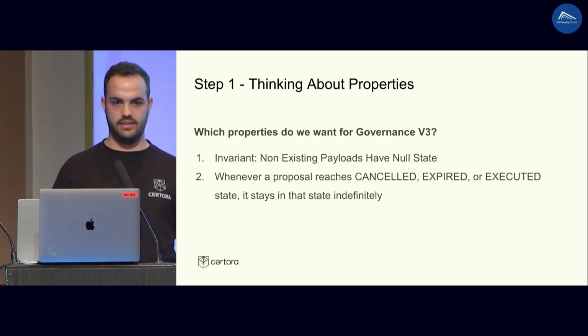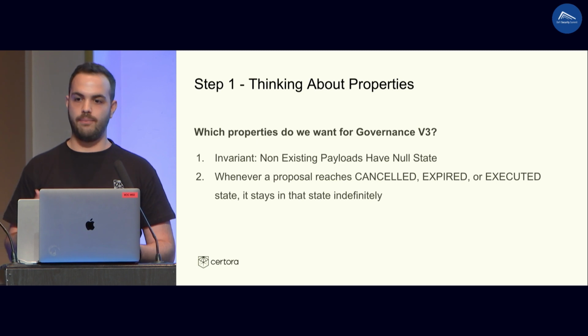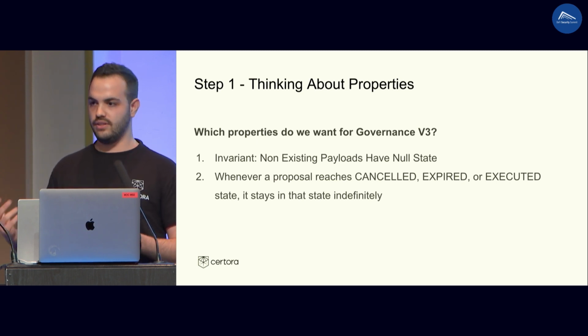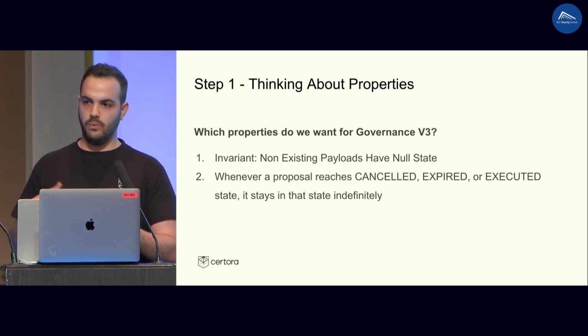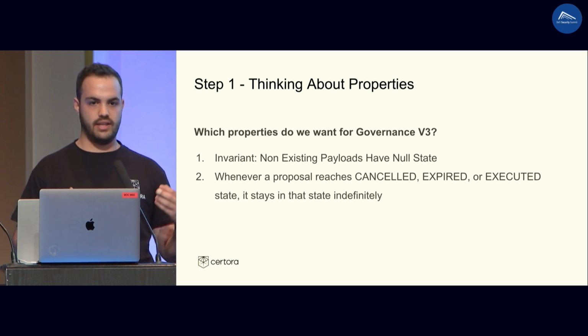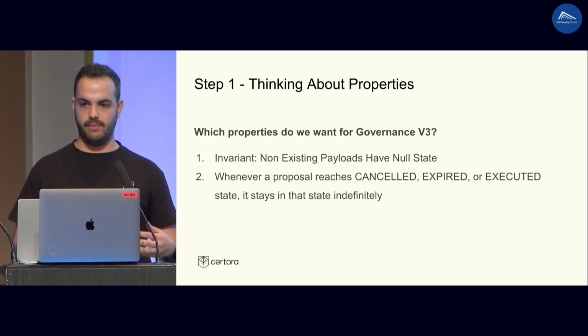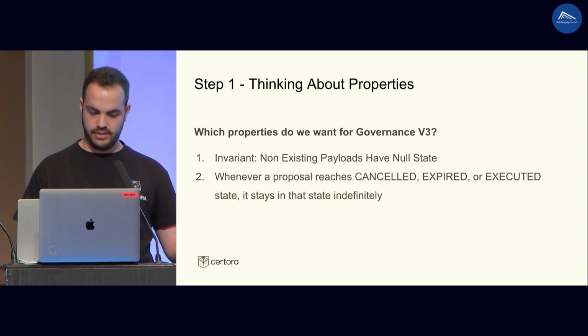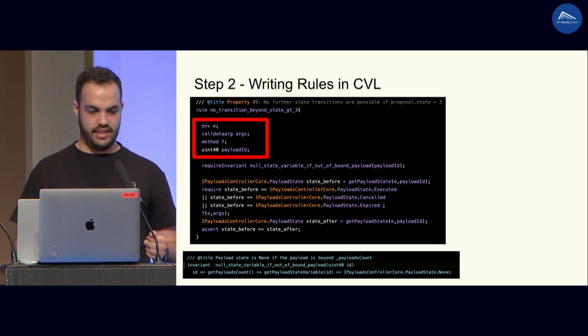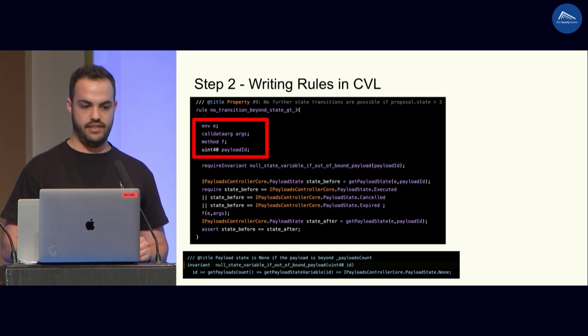This is why this invariant is so important, and it came up while discussing with BGD what they expect the code to hold. This is one of the invariants, one of the properties, we came up with together. And let's see how we write it in CVL.